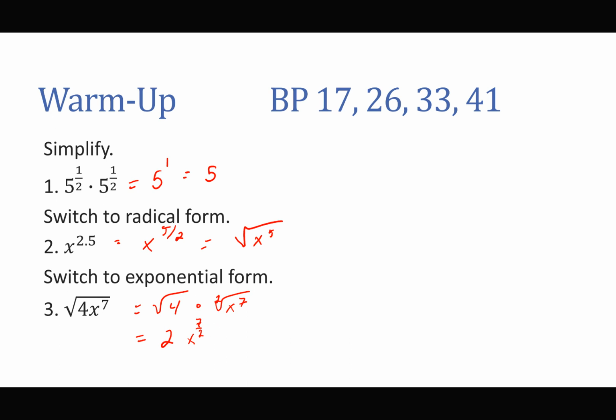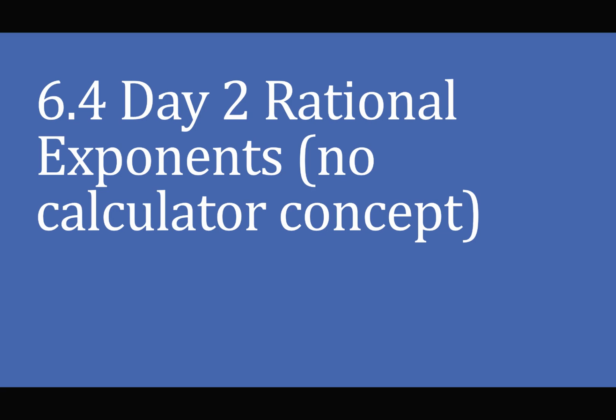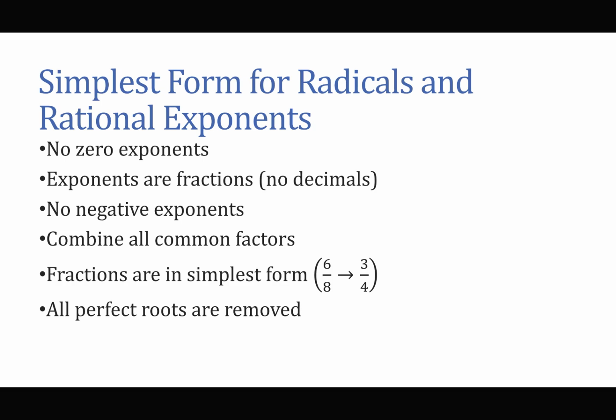Okay. All right. So let's get into today's stuff. So simplest form for radicals and rational exponents. All right. We don't want to have any zero exponents. So if you end up with x to the zero power, you're going to write that as 1. If you end up with 100 to the zero power, you're actually going to write it as 1. So anything raised to the zero power, you are simplifying. You're going to write that as just 1.